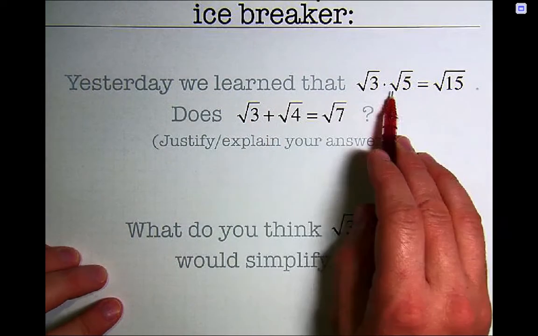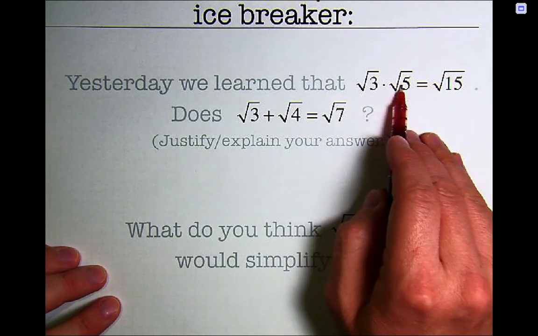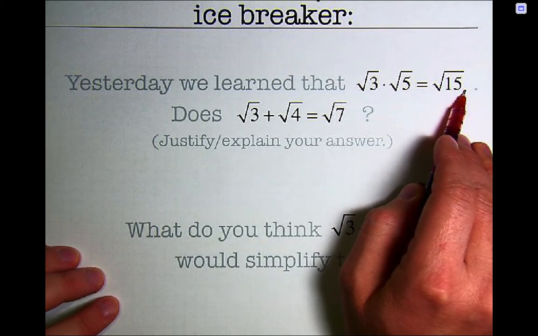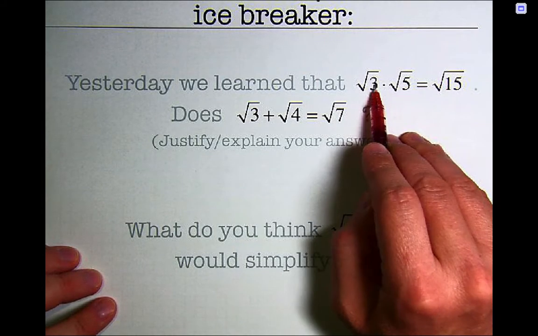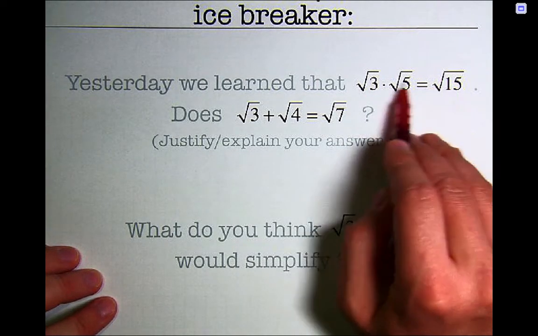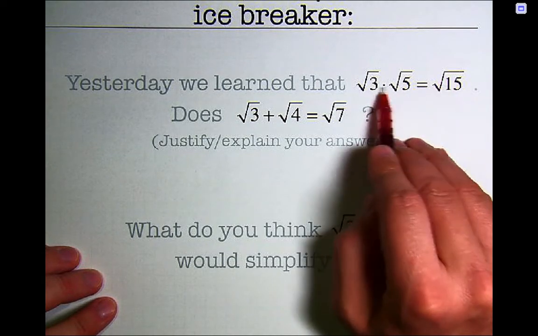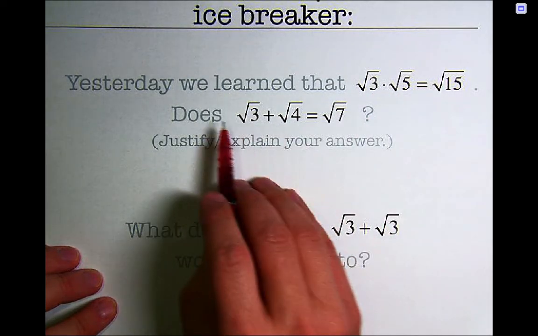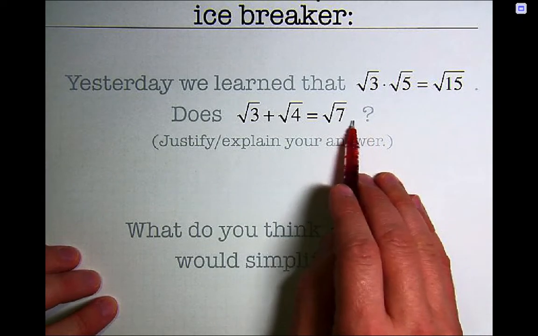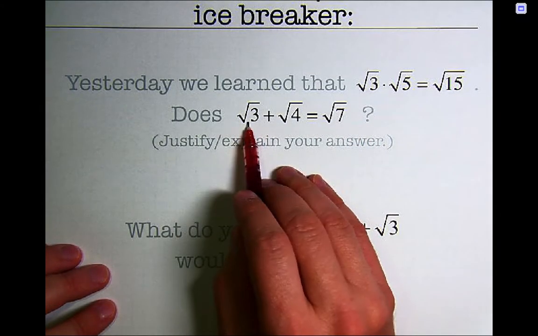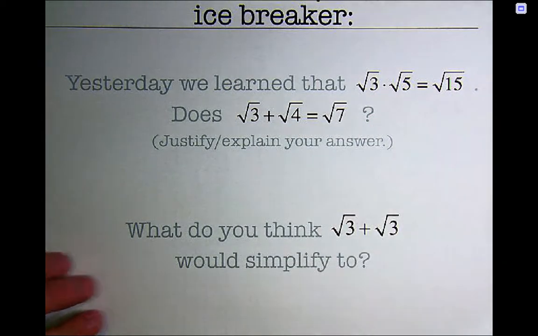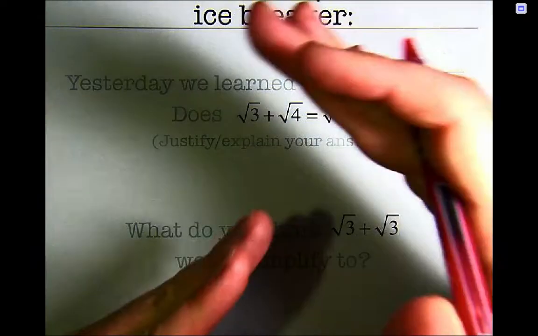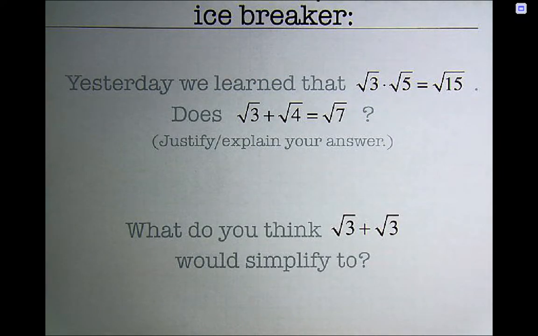Yesterday we learned that the square root of 3 times the square root of 5 does equal the square root of 15. You can take the 15 and break it into the square root of its smaller factors. Or you can take the smaller factors and multiply them together to make the 15. What I want you to try to do is use your calculator to figure out, does this work with addition the way that it worked with multiplication? So would you please take a second, pause this video, use your calculator, and see if this works.